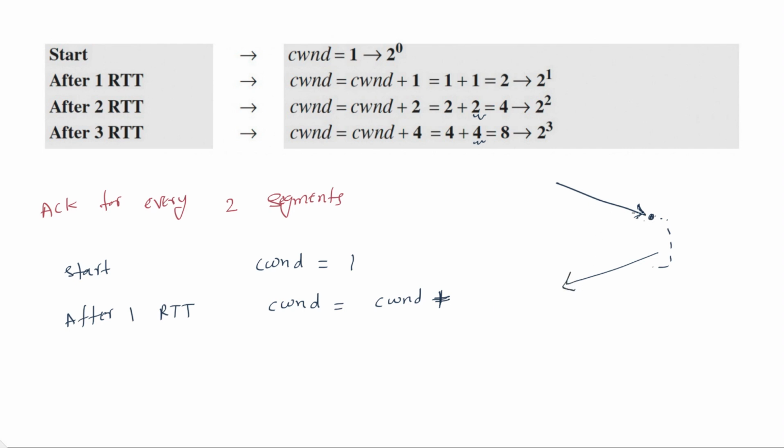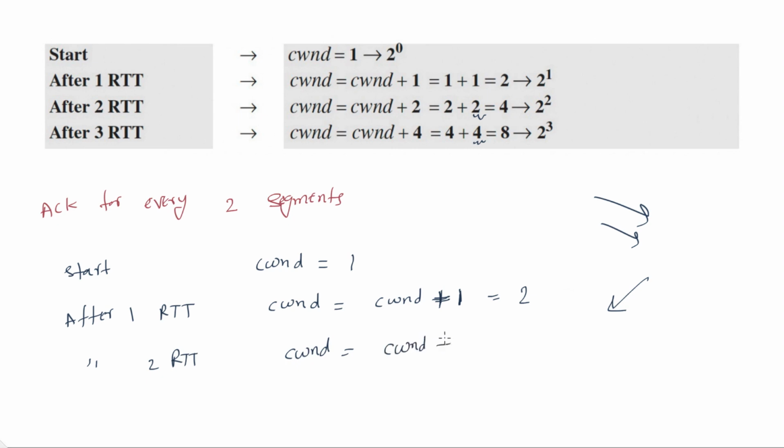So for this first packet, how many acknowledgements am I getting? I'm getting one acknowledgement. So till now there is no difference, which means the congestion window size will be 2. Now suppose I'm sending two packets, what will happen? How many ACKs will I be receiving? I will be receiving just one ACK, which means after two RTTs, the congestion window size will be the earlier congestion window plus how many ACKs I just received. Just one ACK, which means it will be 2 plus 1, which means 3.